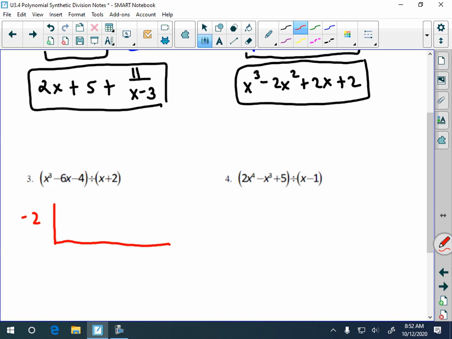Okay, so we're dividing into x to the third minus x minus 4. So we have an exponent 3 that we're starting with, and then there's no exponent 2, so we have to put a 0 in. So 1, 0, negative 6, negative 4.